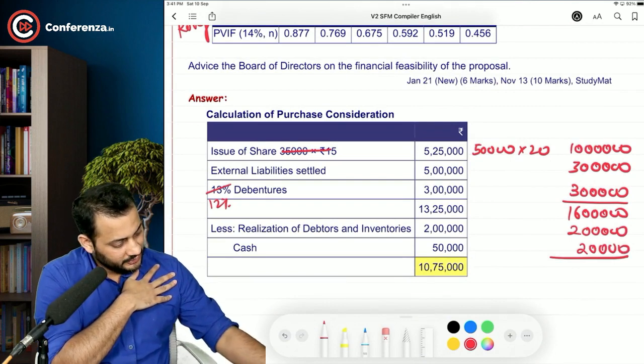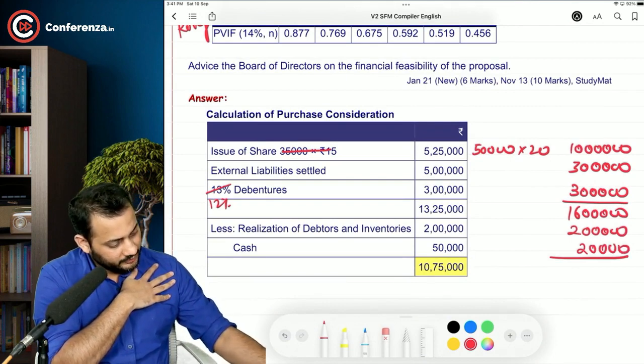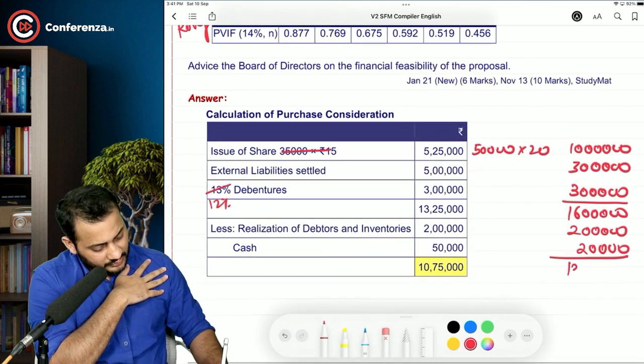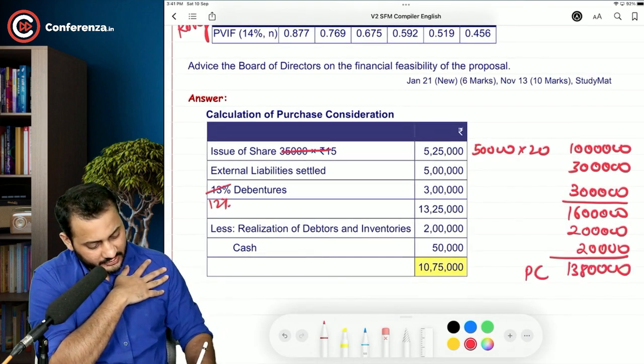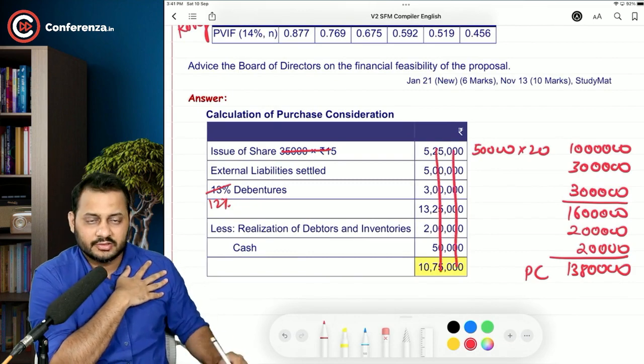So 16 lakh minus 2 lakh minus 20,000. So 13 lakh 80,000 will be your purchase consideration. Forget about this, cancel this.